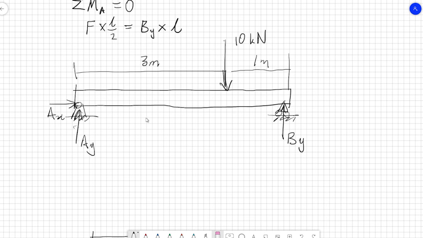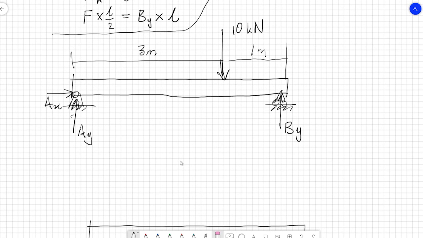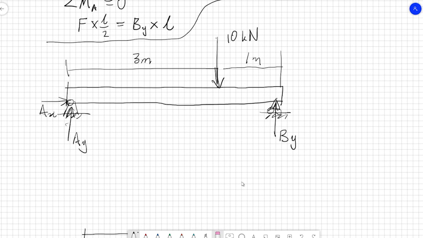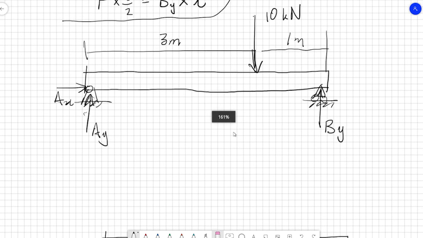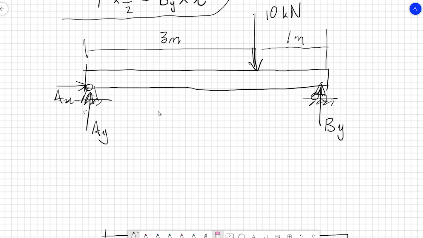So BY, obviously from experience, will be a bit larger than AY. And now we want to calculate exactly what the values of them are. So we're going to use exactly the same process as we did earlier. So let's say the sum of the forces in the horizontal direction will have to be 0, because there are actually no horizontal forces. So we don't have to worry about it.